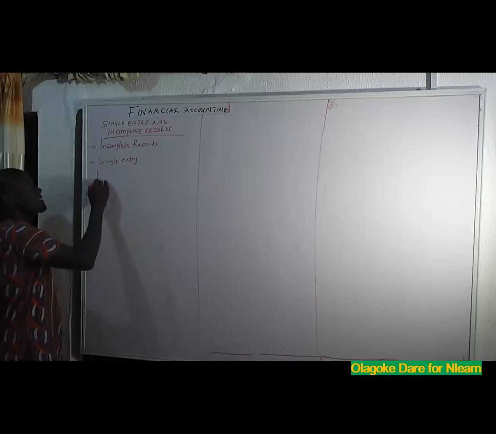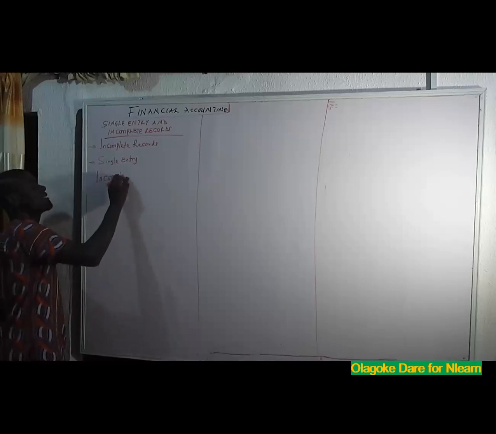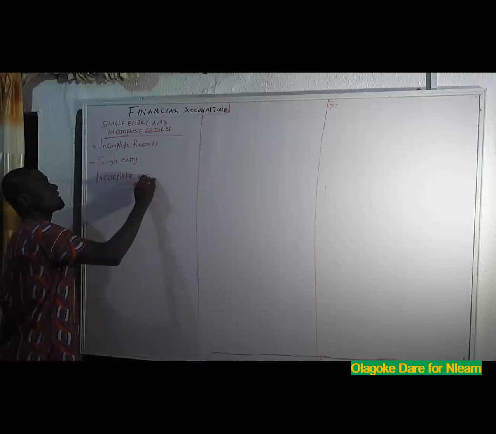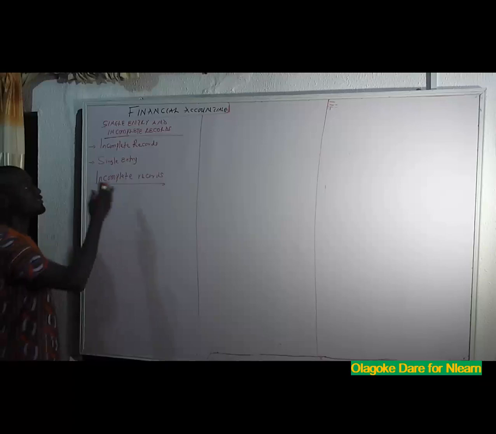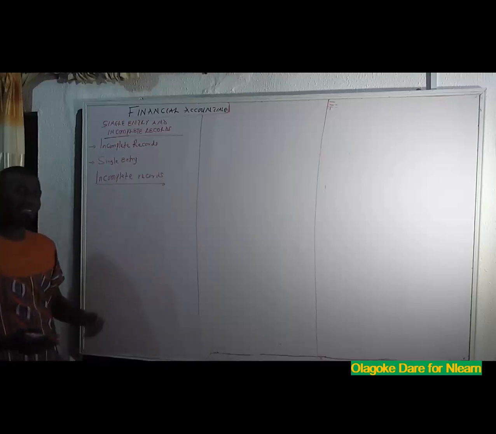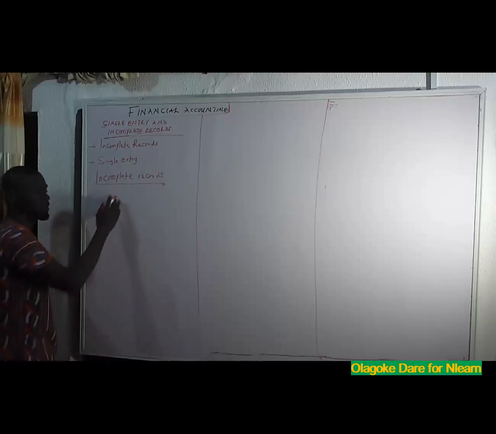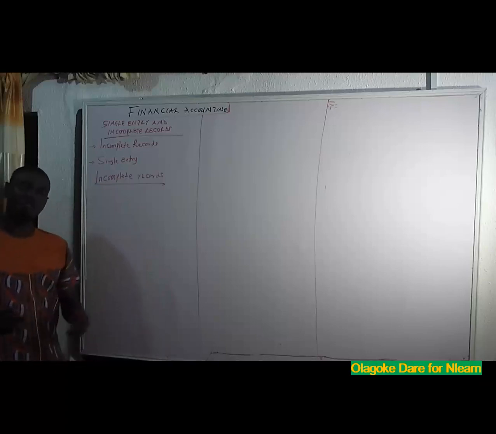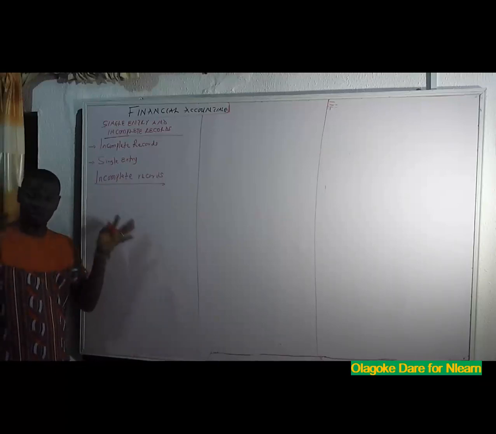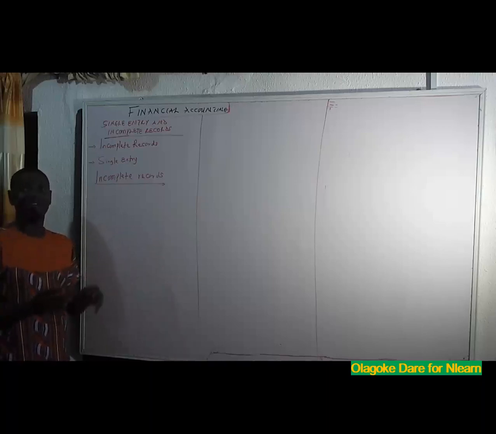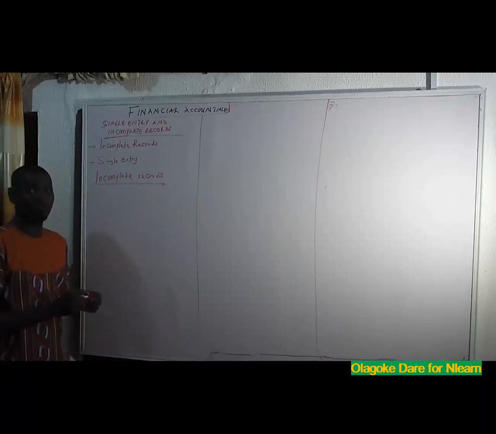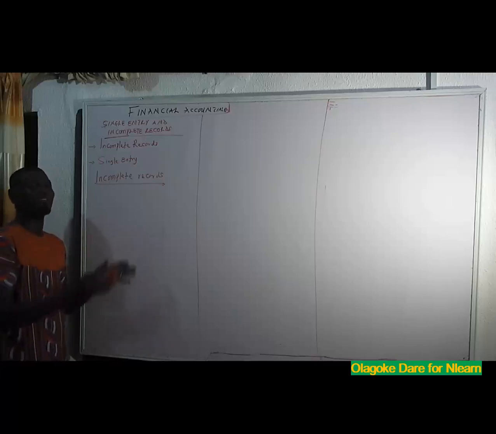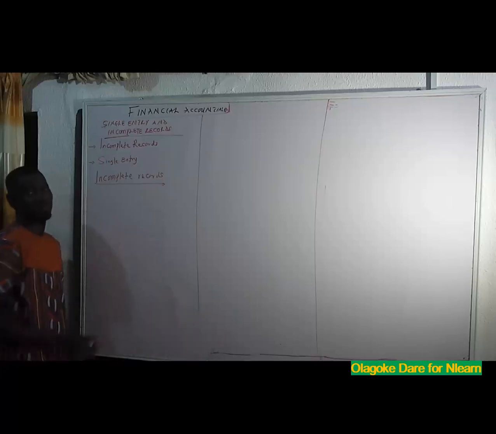Now, the first thing is incomplete records. Please don't get it twisted. Both are not the same. Single entry and incomplete records are similar but not the same. Incomplete records is when the records of a business organization are not recorded completely in the books.